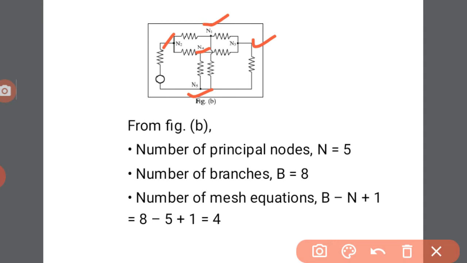In between, the number of branches: in between n1 and n2, the number of branches is 1. Next 2, next 3, next 4, next 5, then 6, 7, and next one is 8. So there are 8 branches among the nodes. The number of nodes is equal to 5, and the number of branches is equal to 8.